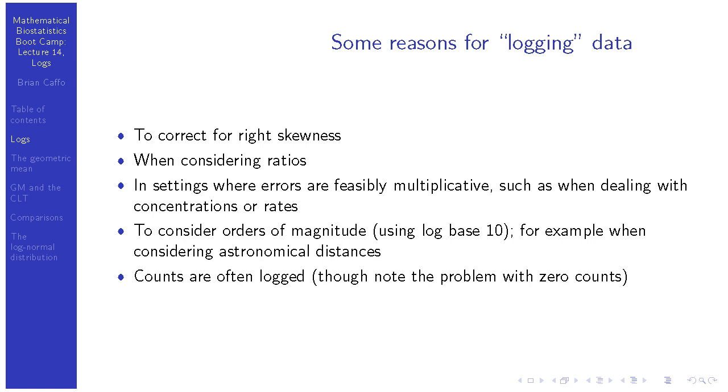And then if you're dealing with something where you're not so concerned about the specific number, but more concerned about the orders of magnitude, say something like using log base 10, as an example, if you're considering astronomical distances, you might be just more concerned with the orders of magnitude rather than the actual specific number. Then you might often take logs. And then counts are often logged. If your data are the number of, say, infections at a hospital or something like that, you might log data like that. Notice if you have several counts and one of them is 0, then you have a problem with taking logs. So you have to come up with some solution for that.